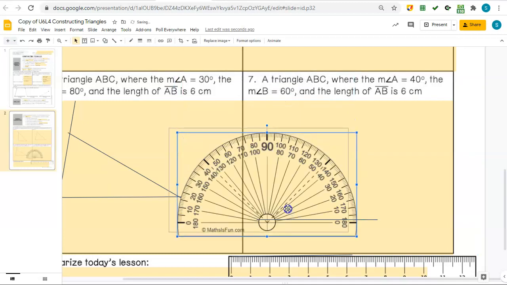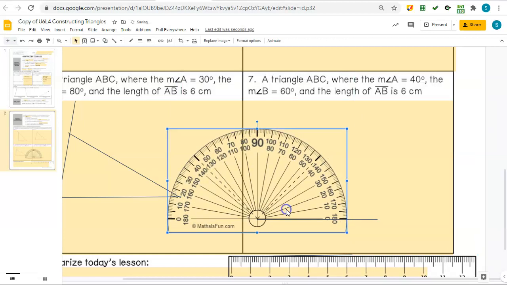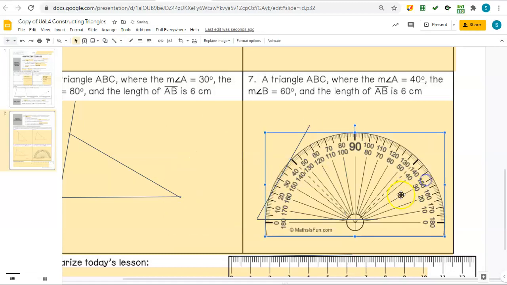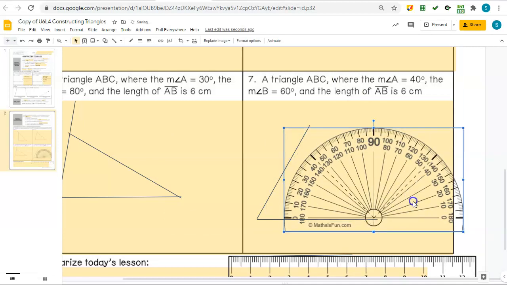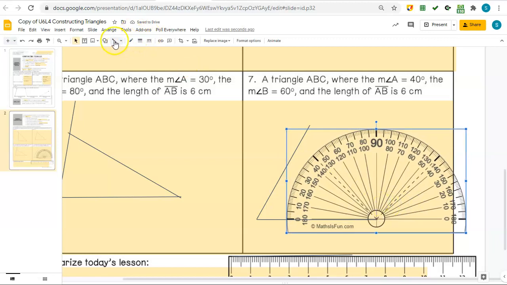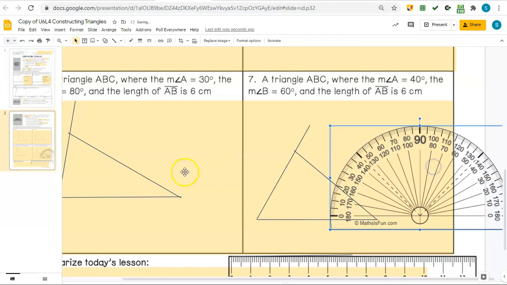So let's get that lined up. 60-degree angle. Move this over here. Get our 40-degree angle. And again, sort of make it close. And there we've got our 60, 40, and this is 6 centimeters. This one's going to have to be 80 degrees if we measured it.